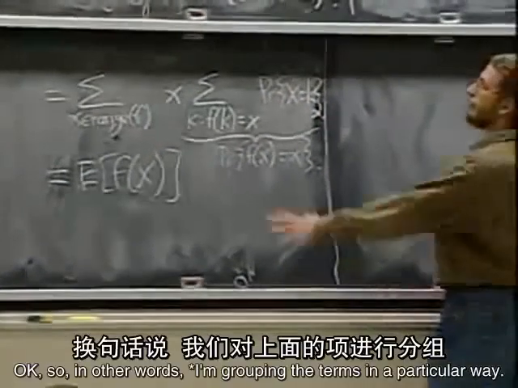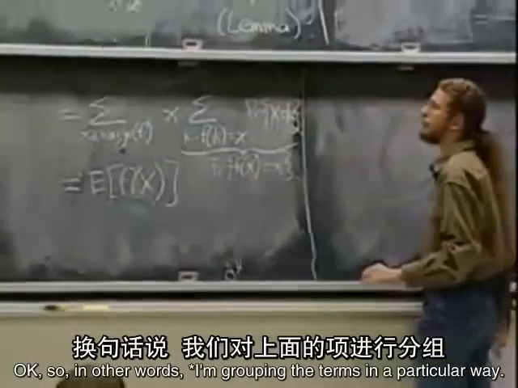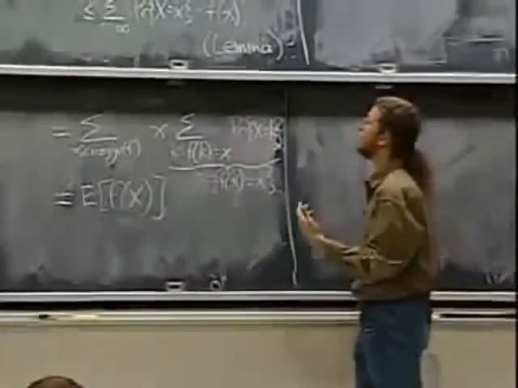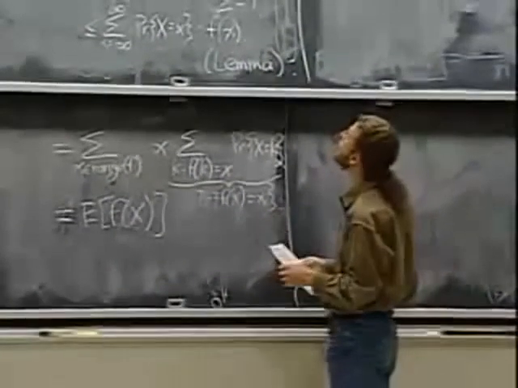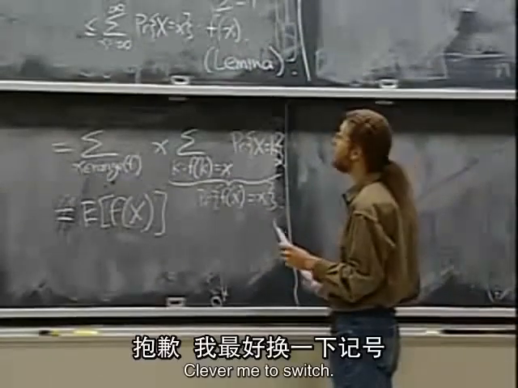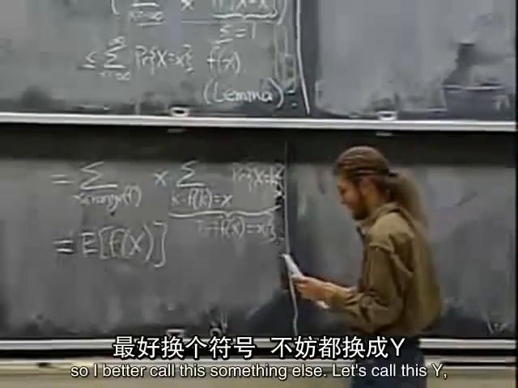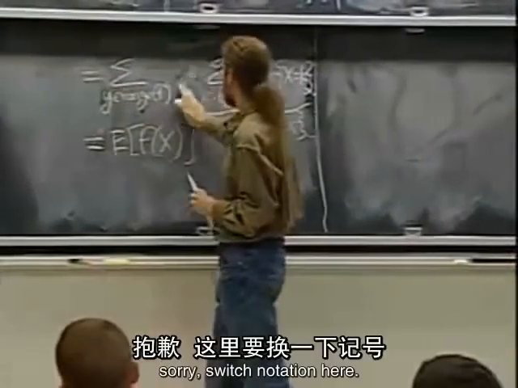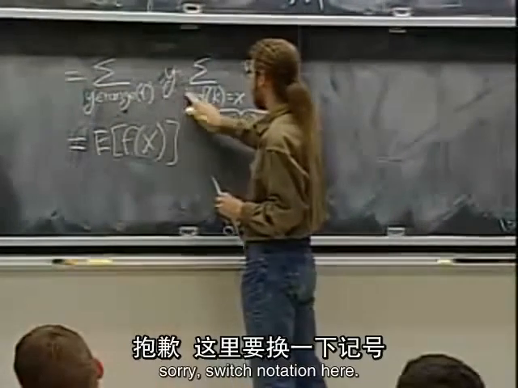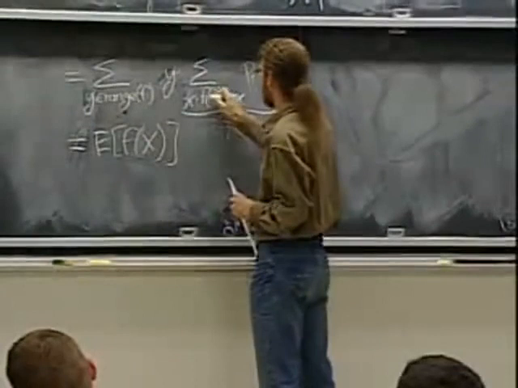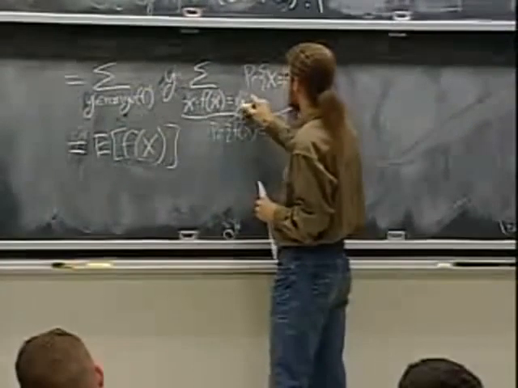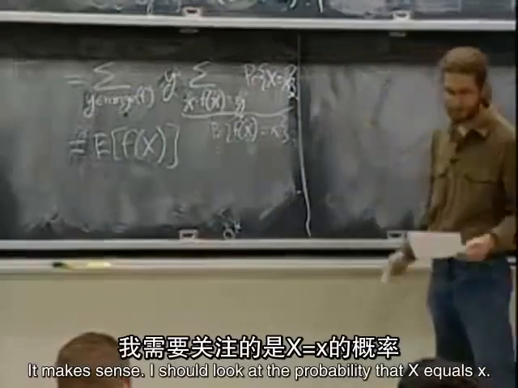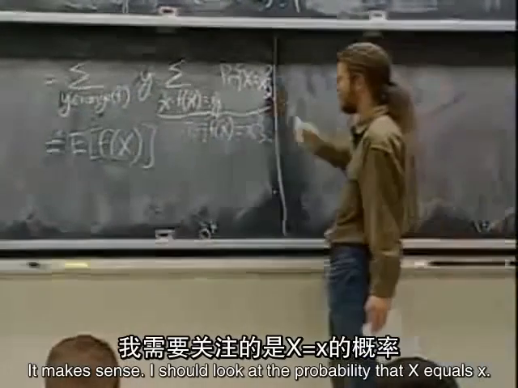So in other words, I'm grouping the terms in a particular way. I'm saying, well, f of X takes on various values. Clever of me to switch. I used to use k's in the notes, so I better call this something else. Let's call this y. Sorry, switch notation here. Makes sense. I should look at the probability that f of X equals y.